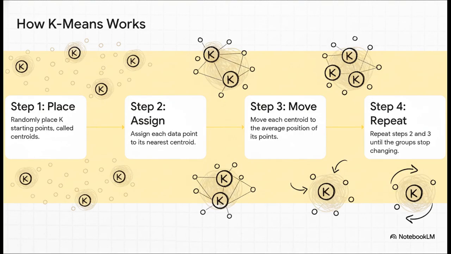Okay, so once you give it that magic number K, the algorithm does this simple little repeating dance. First, it just randomly plops K starting points, which we call centroids, right into your data. Then step 2, every single data point gets assigned to whichever centroid it's closest to. Step 3, each centroid recalculates and moves to the dead center of all the points that were just assigned to it. And then step 4, you just repeat steps 2 and 3 over and over again until everything stops moving.